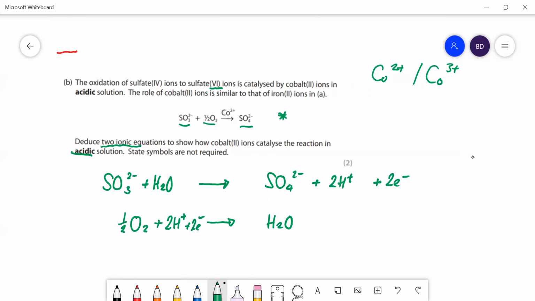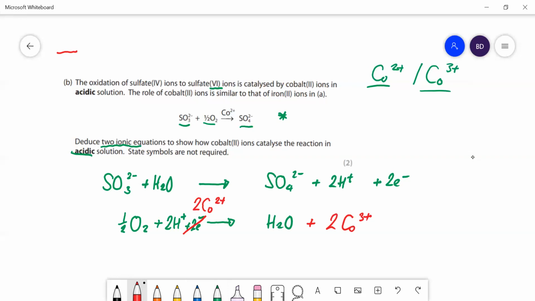So what's happening then is this one is losing 2 electrons, this one's gaining 2 electrons. And just like we did before, we need to put in cobalt ions. Let's do this one first. Look, the oxygen is gaining 2 electrons. Who can give away electrons, a 2 plus or 3 plus? It's the 2 plus cobalt. So we want 2 cobalt 2 pluses there. And when each of those gives away an electron to the oxygen, we're going to end up with 2 Co3 plus on the right hand side.